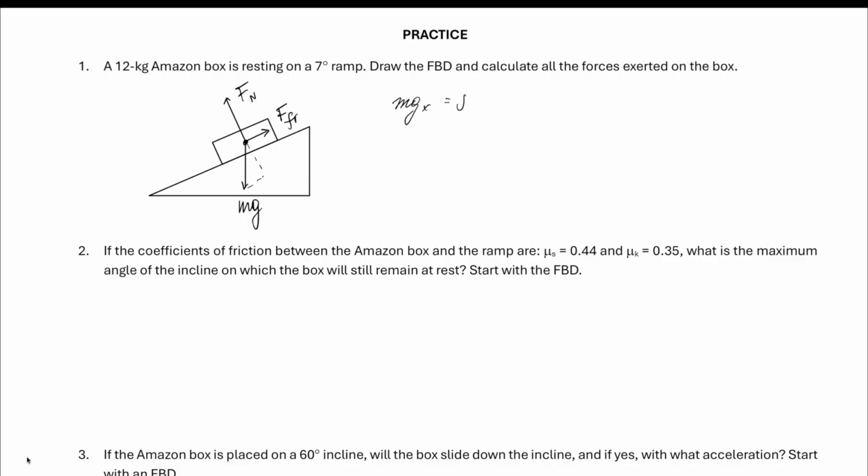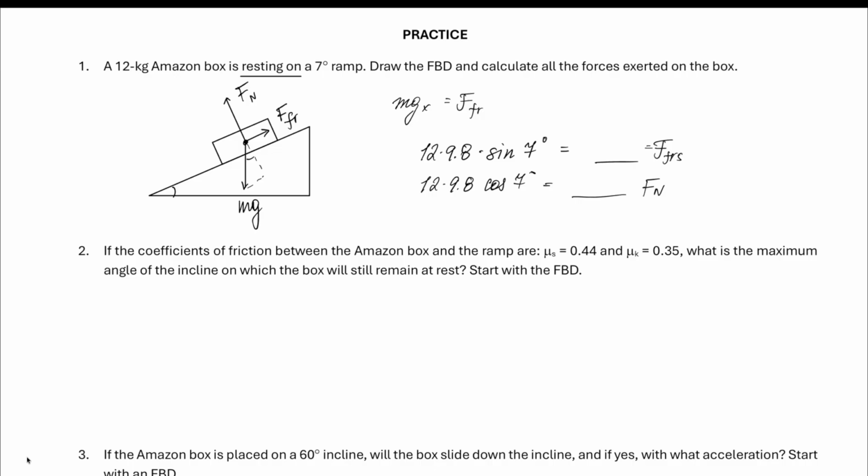mgx is equal to force of friction static because it's resting, the box is resting on the board. Then I'm going to say it's going to be 12 times 9.8 times sine of 7 degrees. Remember that. And that are congruent angles, whatever that is. And then 12 times 9.8 times cosine of 7 will be this. So this is force of friction, static, and this will be force normal.